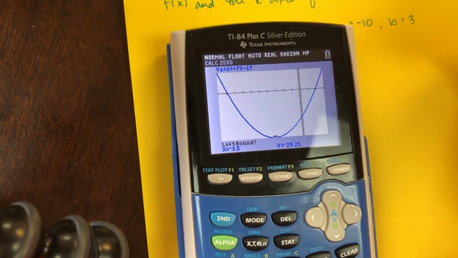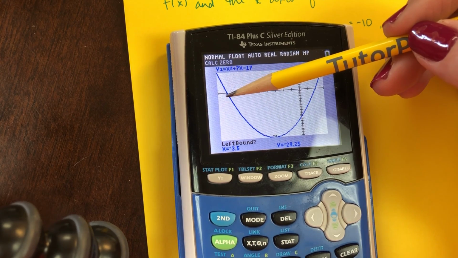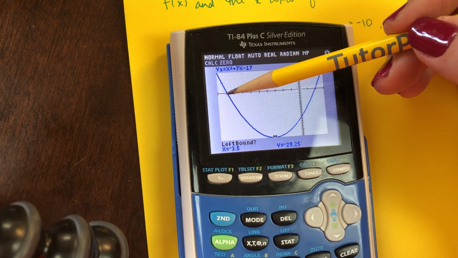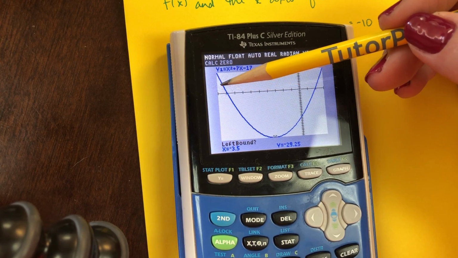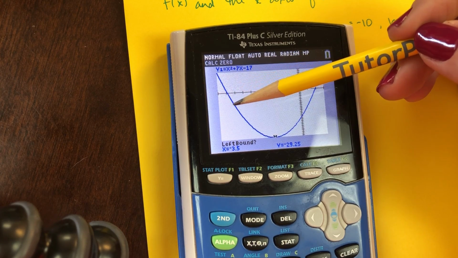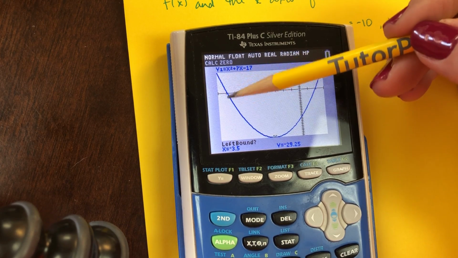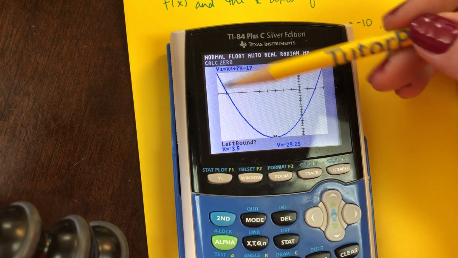Left bound, right bound of what? Okay, if we're going to find this x-intercept or this 0, does it make sense that as you are looking at this curve, anything over here would be a little bit to the left of that point, and anything over here would be a little bit to the right? If you drew an imaginary line right there, this is left, that's right.